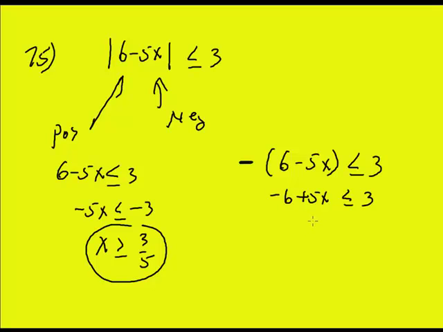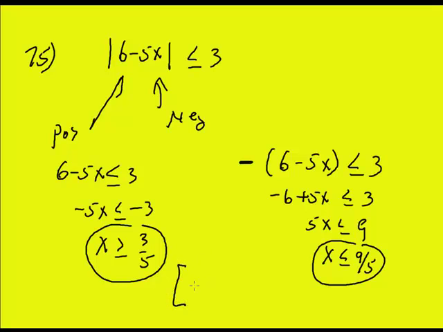So negative 6 plus 5x is less than or equal to 3. Take the 6 over. I get 5x is less than or equal to 9, and I get x is less than or equal to 9 over 5. So in interval notation, this would be brackets, 3/5, comma, 9/5, brackets. It's between 3/5 and 9/5. Right, 76.